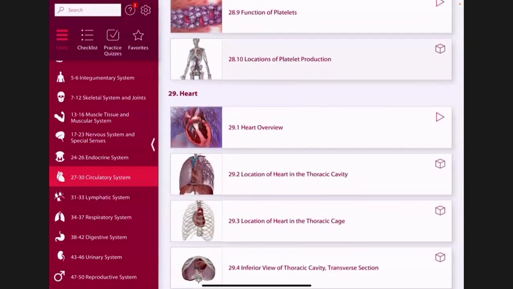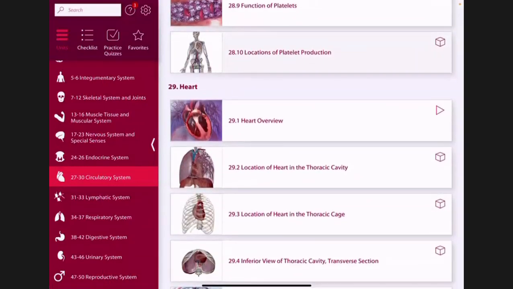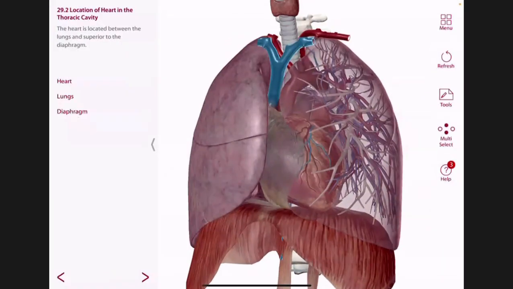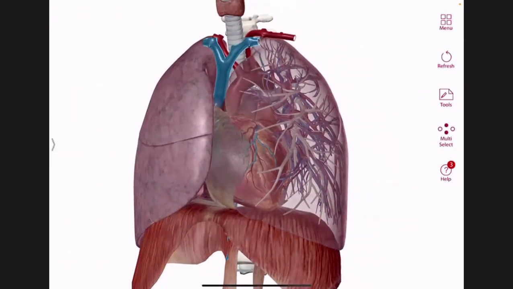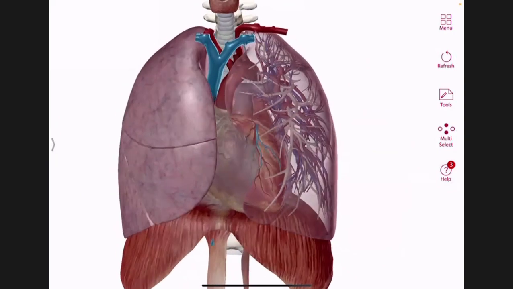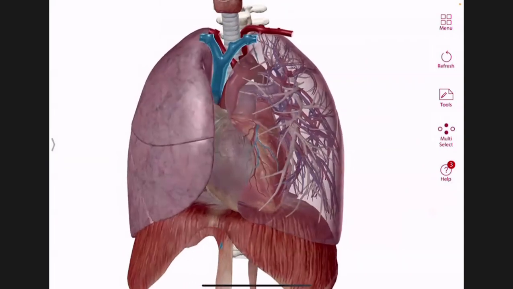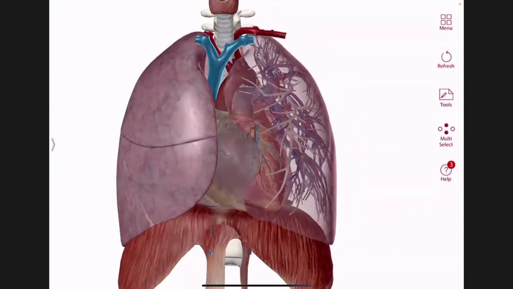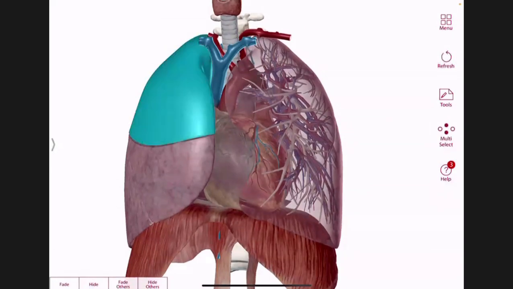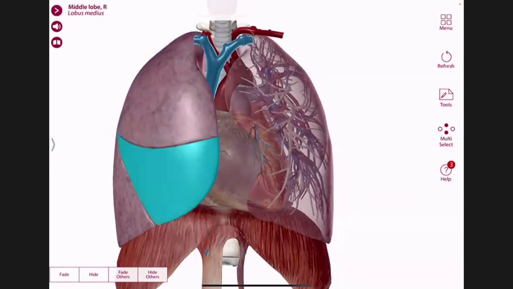Right. Now, talking about the human circulatory system. It consists of the heart. Let us first see the location of the heart. This is the human heart. What is the size of the human heart? About a clenched fist. These are the lungs, the right lung, and this is the left lung with two lobes.